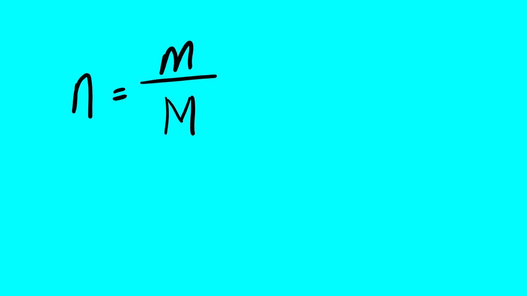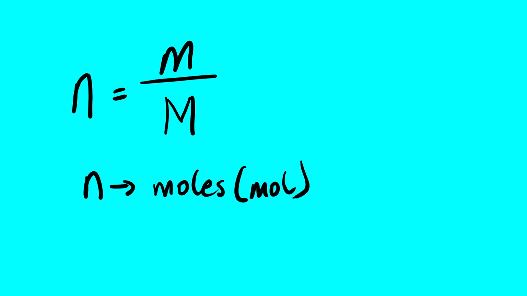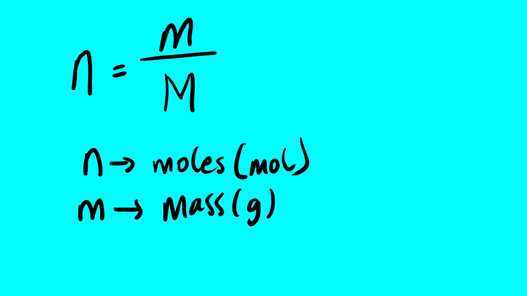Number of moles. This is the basic equation we use to calculate the number of moles, n = m over M, where n is the number of moles. The SI unit is mole, and then the smaller m is the mass of a substance in grams. This is the SI unit, and then the bigger M is the molar mass.